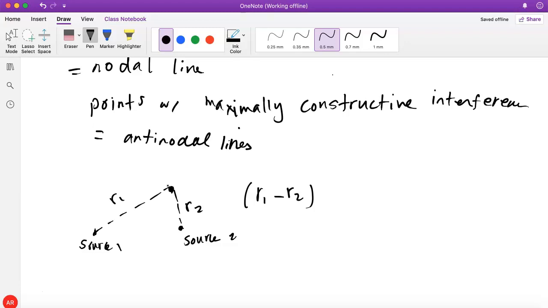This nodal line this point belongs to, right? So if you have one point where there is destructive interference and it has a given r1 minus r2, if you find all other points in space that have the same r1 minus r2, they belong to a nodal line, and where this point is on that nodal line. So each nodal line can be labeled by r1 minus r2, right?